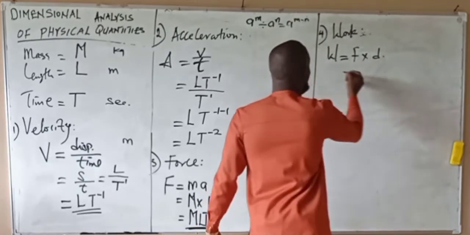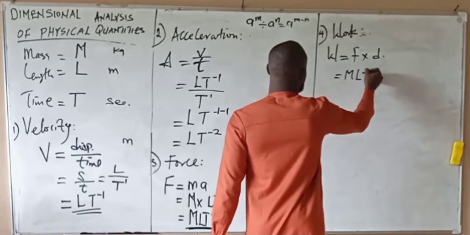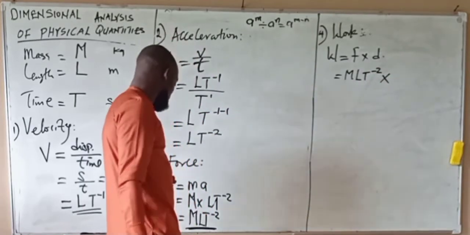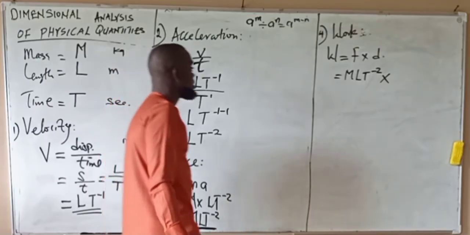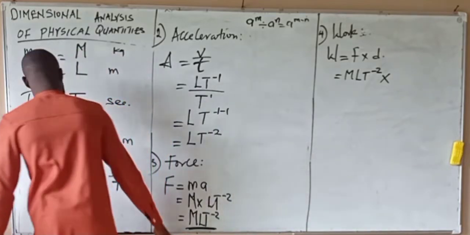Next, what is the dimension for work? MLT raised to power minus 2 times... That is the dimension for force, not work. The dimension of force. Then what is the dimension of distance? Now, we come again. Distance is a new term here.